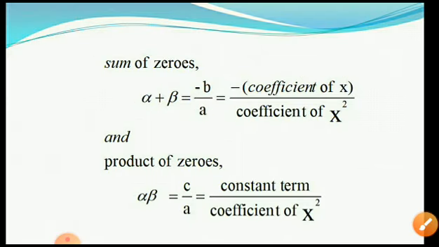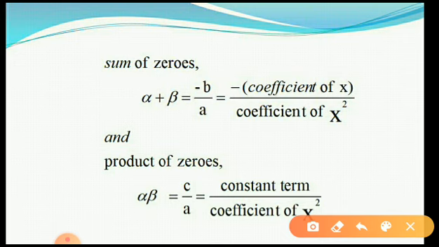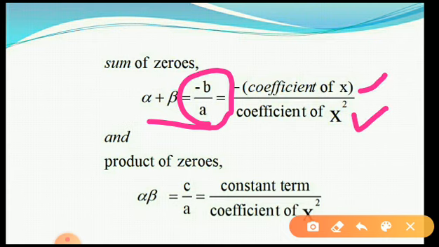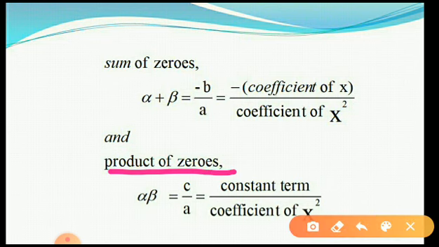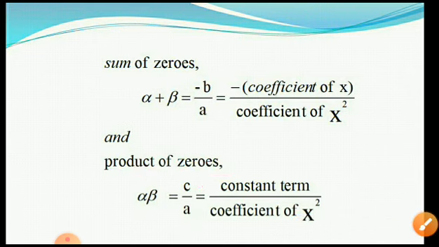Also, the sum of the zeros, alpha plus beta, is minus b by a. That is minus of coefficient of x by coefficient of x square. Similarly, the product of the zeros is equal to c by a. That is constant term by coefficient of x square. And we have seen the problems to verify this condition.